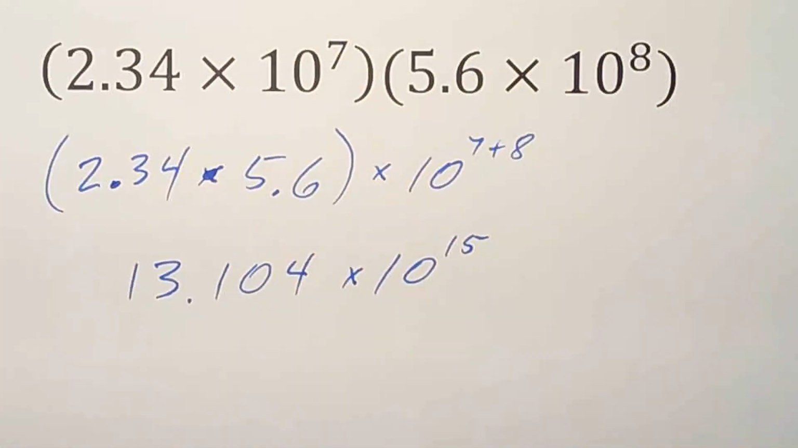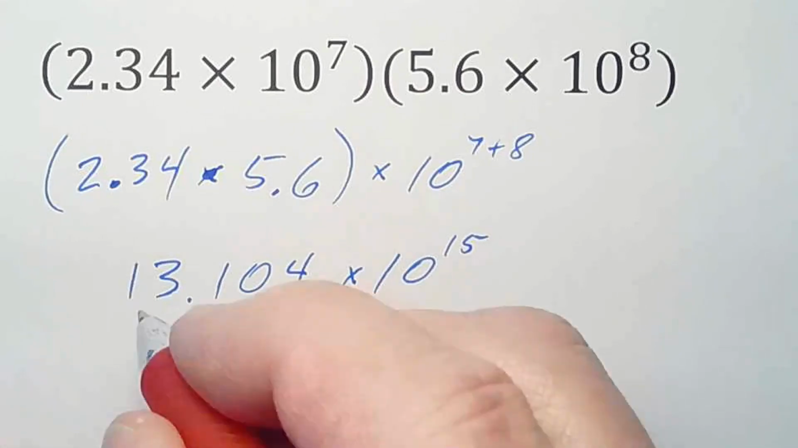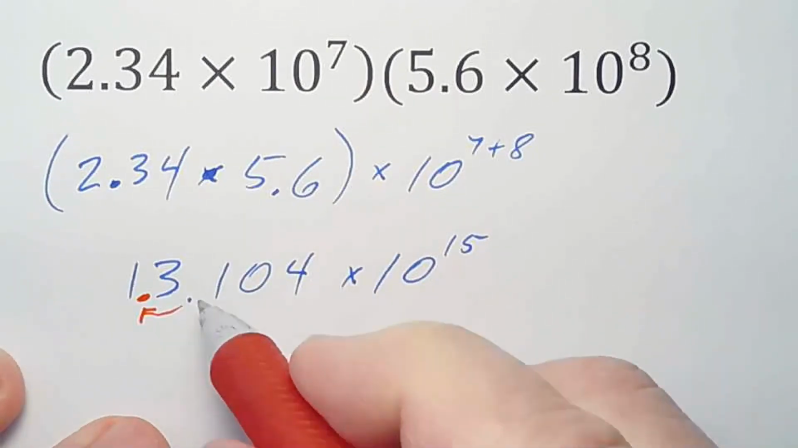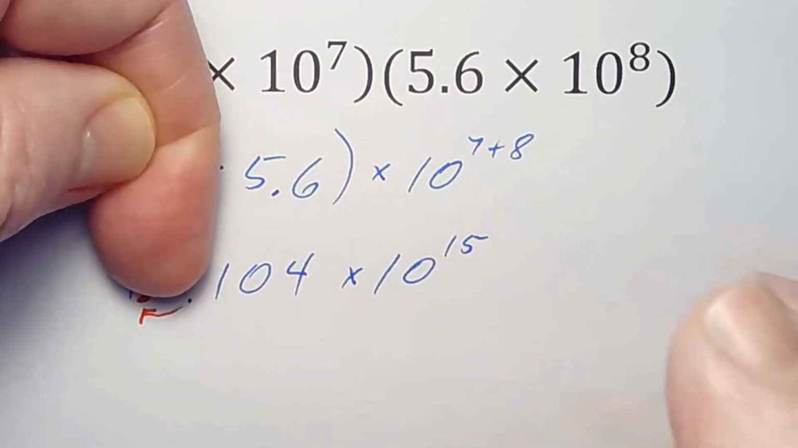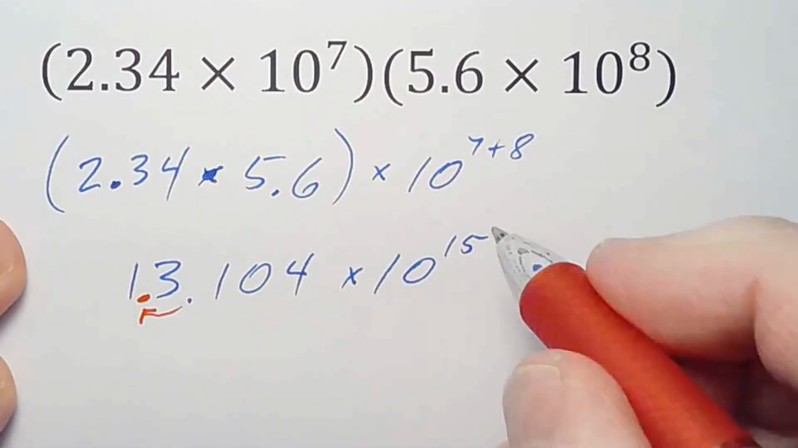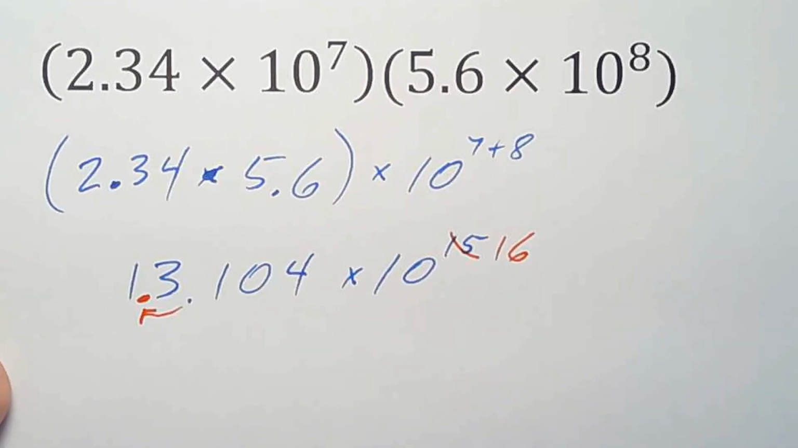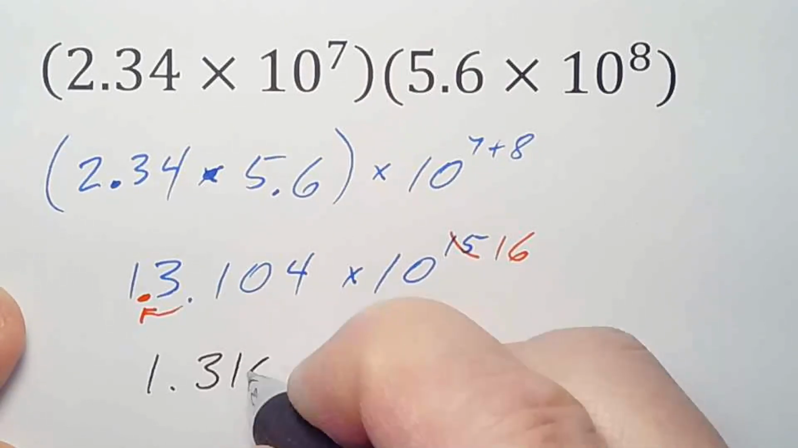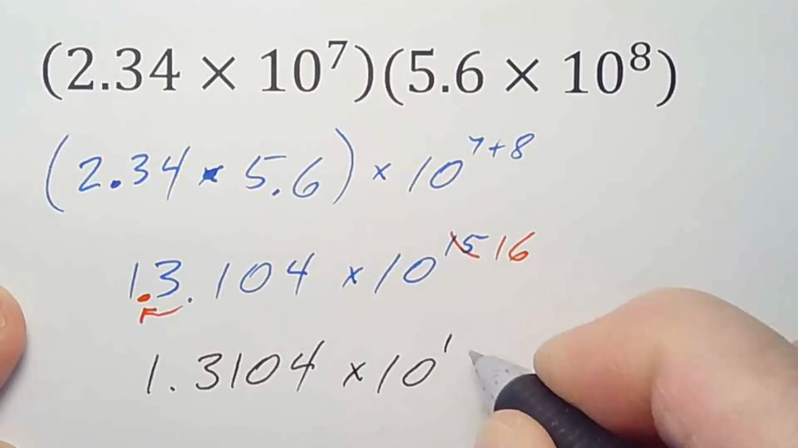Okay, so now we're almost there again. Not quite in the right format, is it? There should only be one digit to the left of that decimal point. So I've got to move the decimal point over. But by moving it over, that made this guy smaller. This exponent has to get bigger to counterbalance it, so this 15 becomes a 16. And then finally, I've got 1.3104 times 10 to the 16.